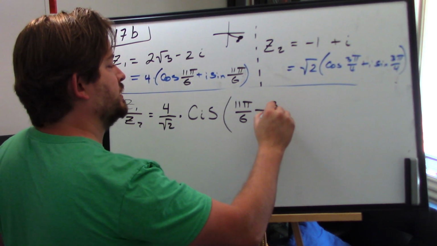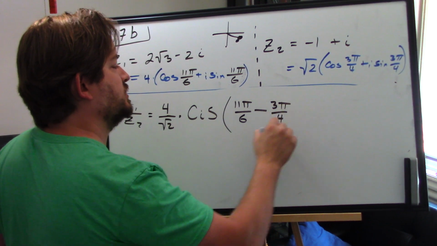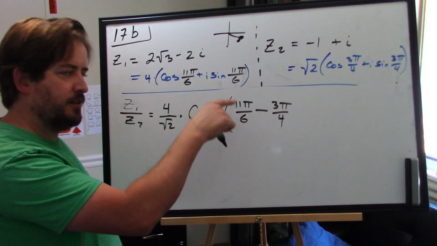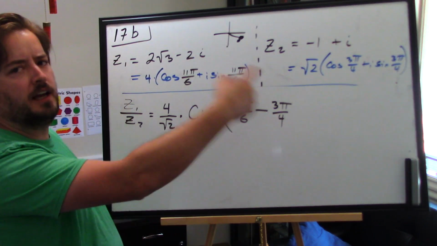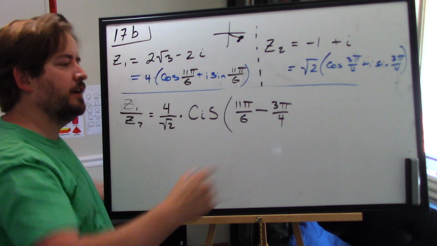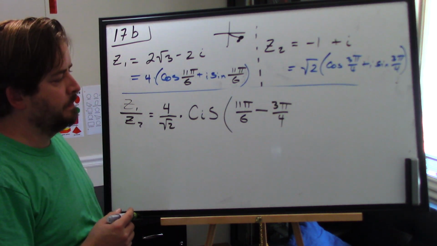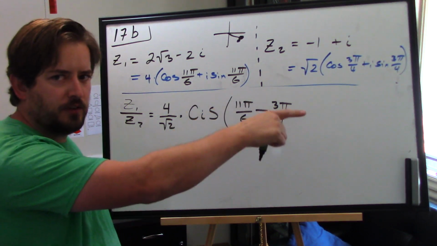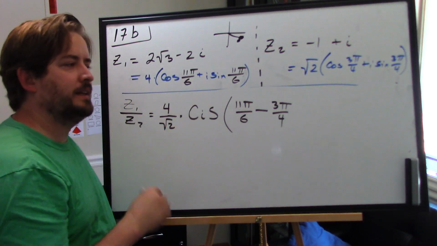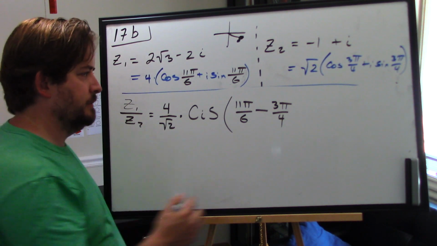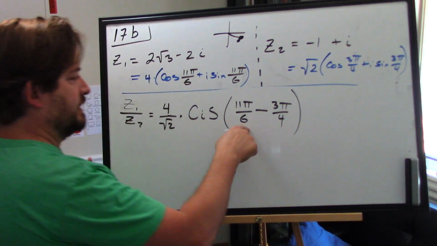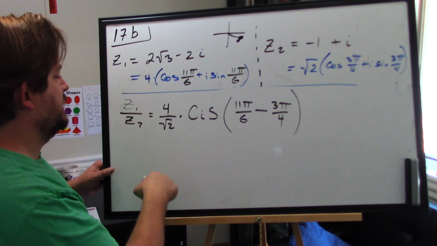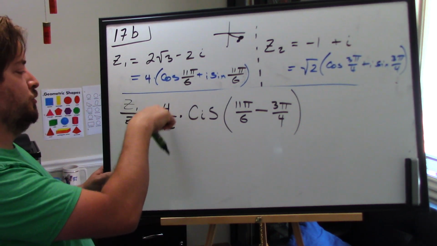minus 3 pi fourths. And this is why I chose to use 11 pi 6 here, so that I have a larger angle minus a smaller. I'm still going to land up in one circle, and I don't have to change my answer, right? Otherwise, I'd have negative pi 6 minus 3 pi fourths, get a negative number, and I'd have to add 2 pi to it, to get myself back into that first angle. But this 11 pi 6, 3 pi fourths, let me start here. 4 over root 2.